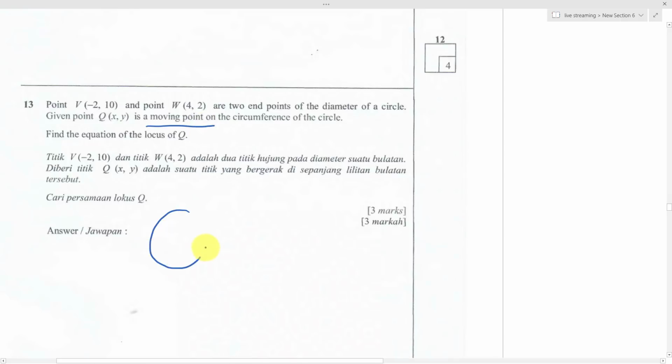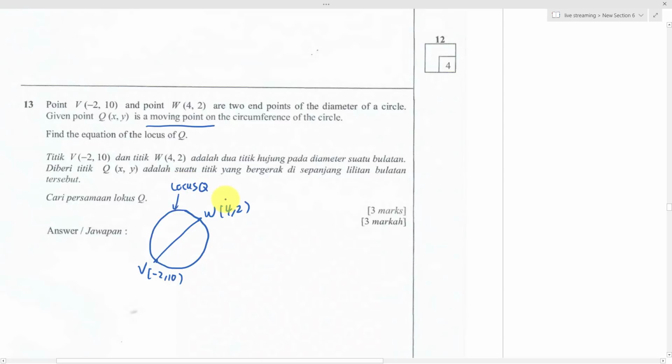So basically right now you have a circle, because this is a diameter, right? When you see diameter, you should be able to guess it is a circle, because only a circle has a diameter, isn't it? So for the diameter itself, you have W and V, which are (4, 10) and (-2, 2). And then this is the locus Q.